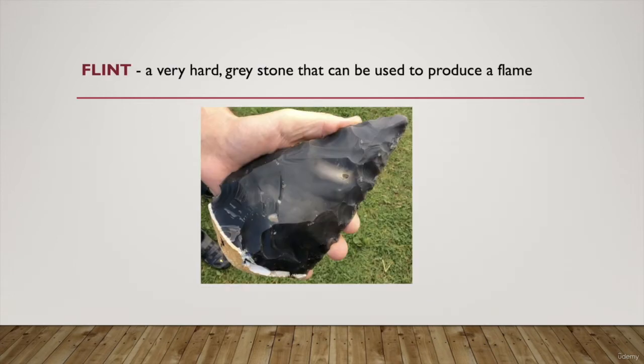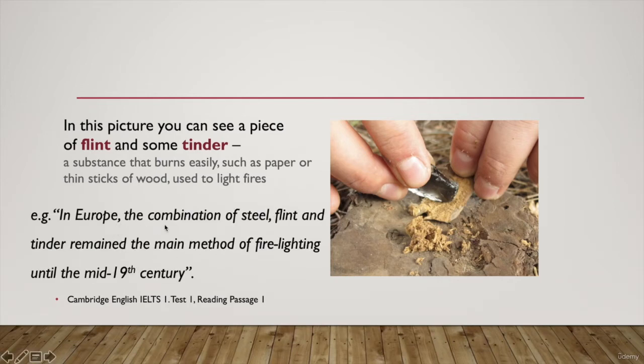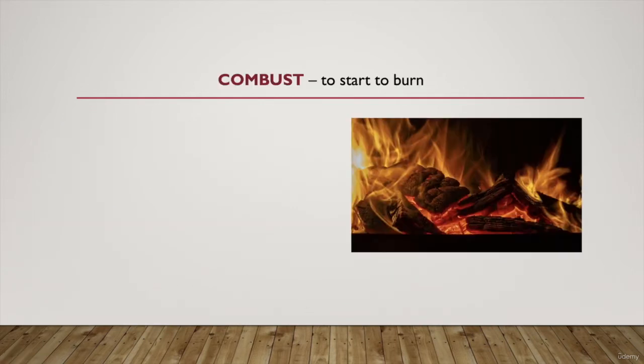The next word is flint, which is a very hard gray stone that can be used to produce a flame. In this picture, you can see a piece of flint and some tinder, a substance that burns easily, such as paper or thin sticks of wood used to light fires. For example, in Europe, the combination of steel, flint, and tinder remained the main method of fire lighting until the mid-19th century.